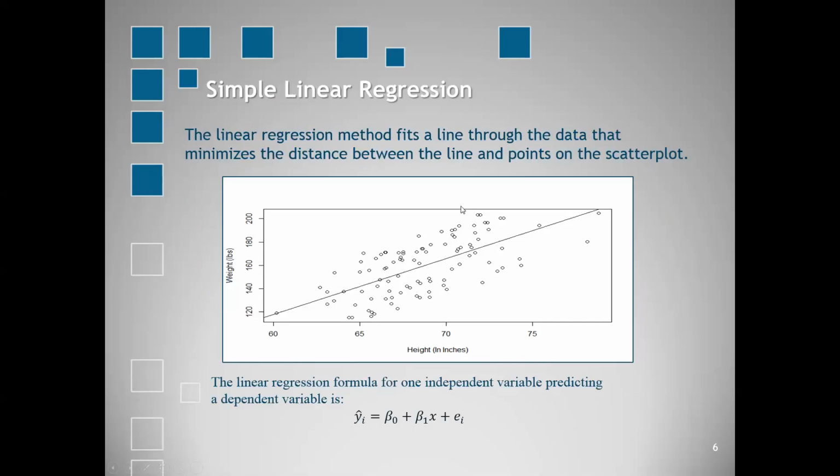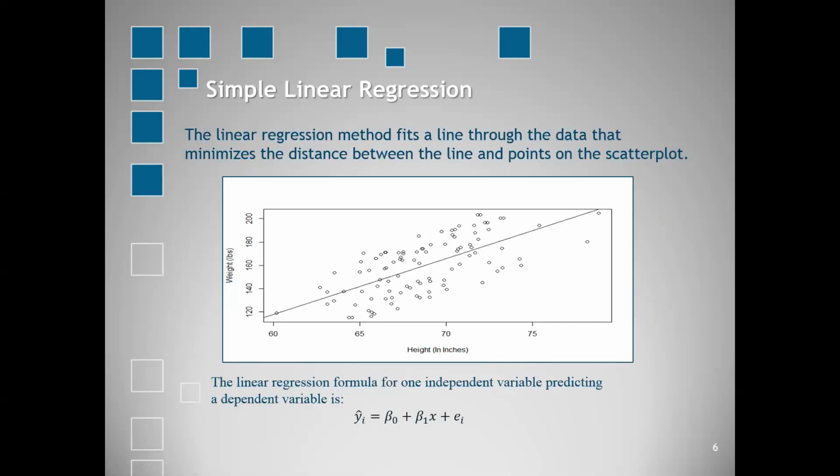The linear regression formula for one independent variable predicting a dependent variable is: the predicted value of y, which is the y with the caret over it, for the individual i, is equal to beta sub 0 plus beta 1 x plus the individual error from the model. So we need to define what these terms mean.